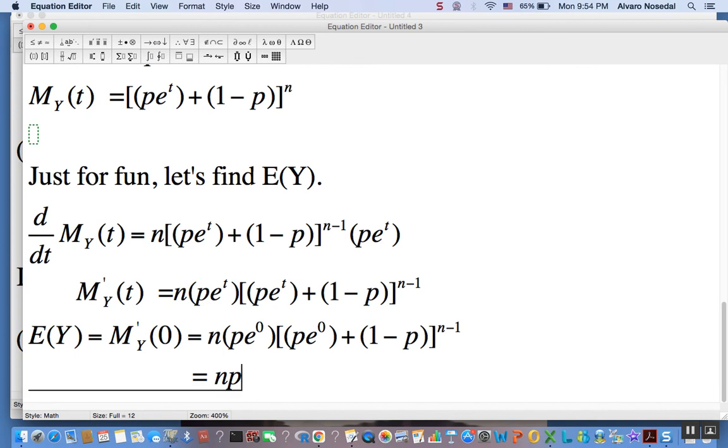Okay, so just to summarize, what we did here in this video was finding the MGF of a binomial random variable. It's given by that expression, okay? And then at the end, just to check our work, we decided to use that MGF, that expression we found, to compute the expected value of a binomial random variable. And we ended up with what we should, n times p.